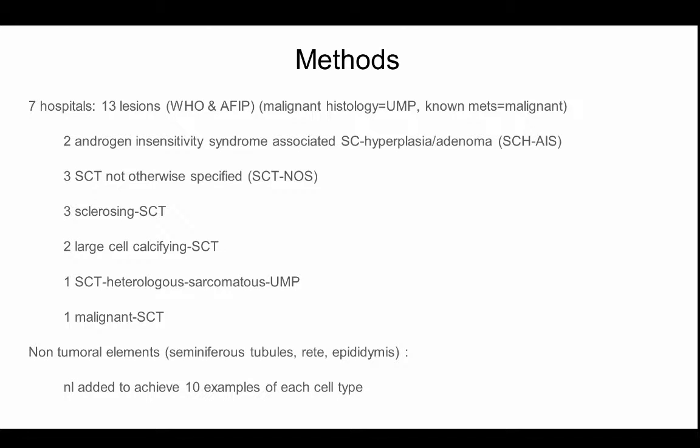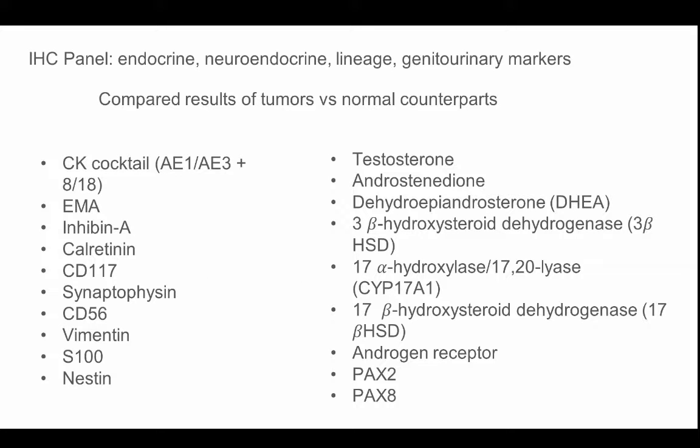And then we looked at the immunophenotypes of these tumors as well as the normal components and did comparative studies. So we just added in benign cases to make sure we had 10 examples of all of the different cell types. So again, the IHC panel to include endocrine, neuroendocrine, and genitourinary markers. Essentially the same panel, most of the literature reported markers, as well as the androgens and androgenic enzymes.